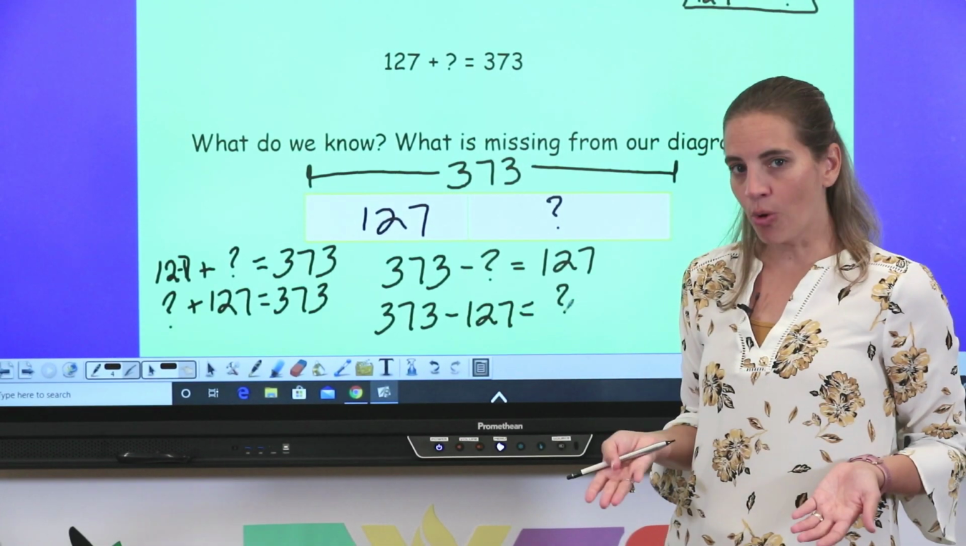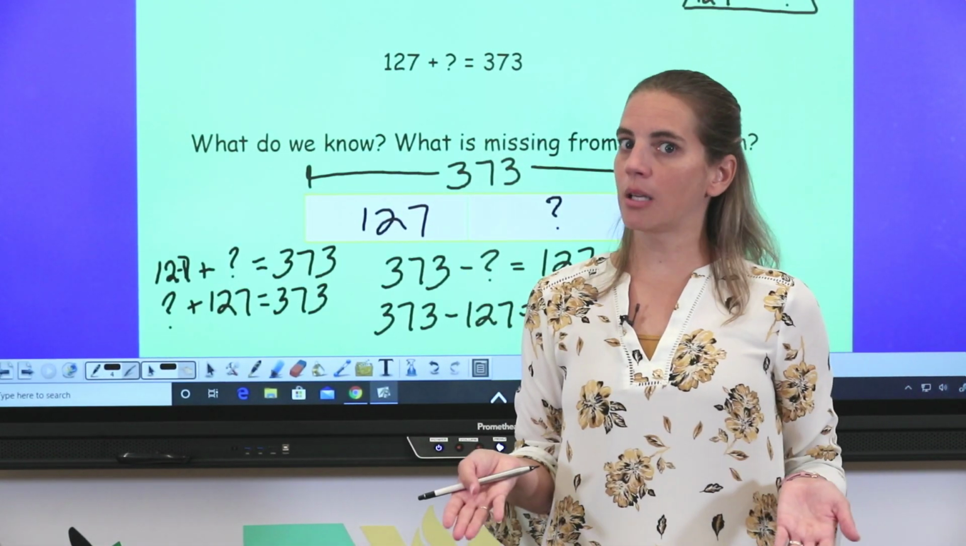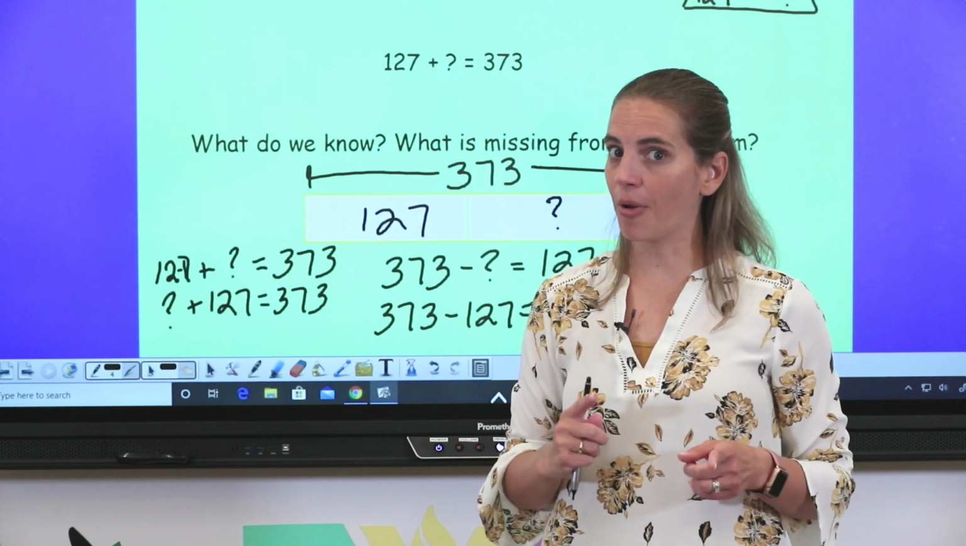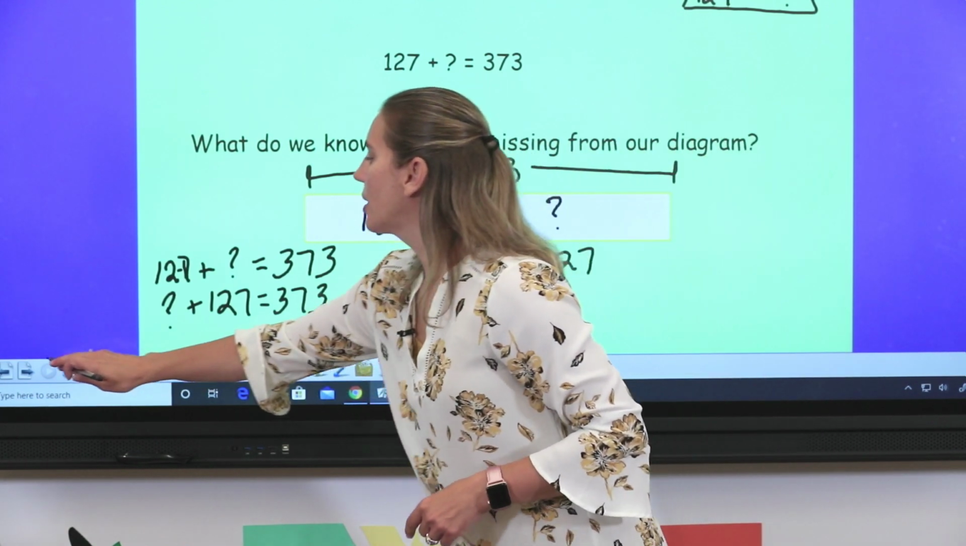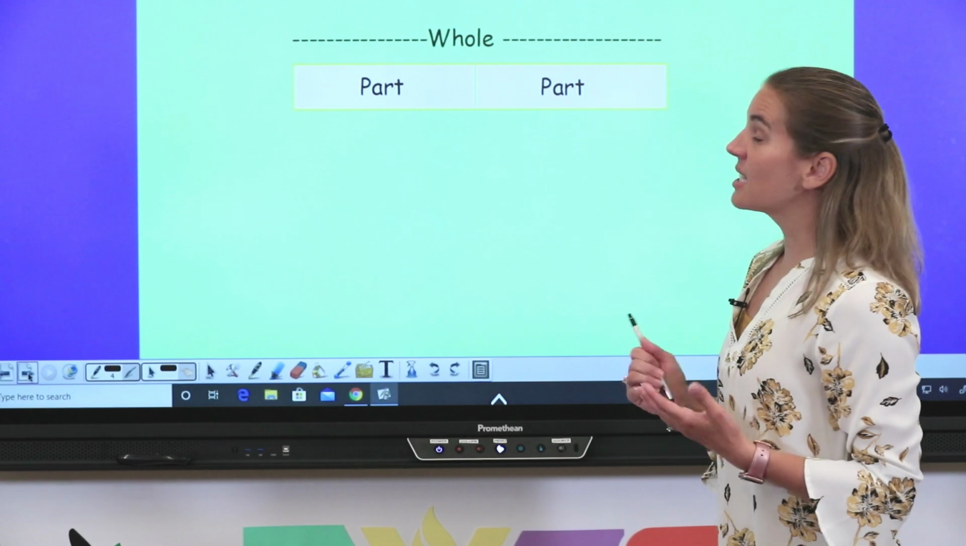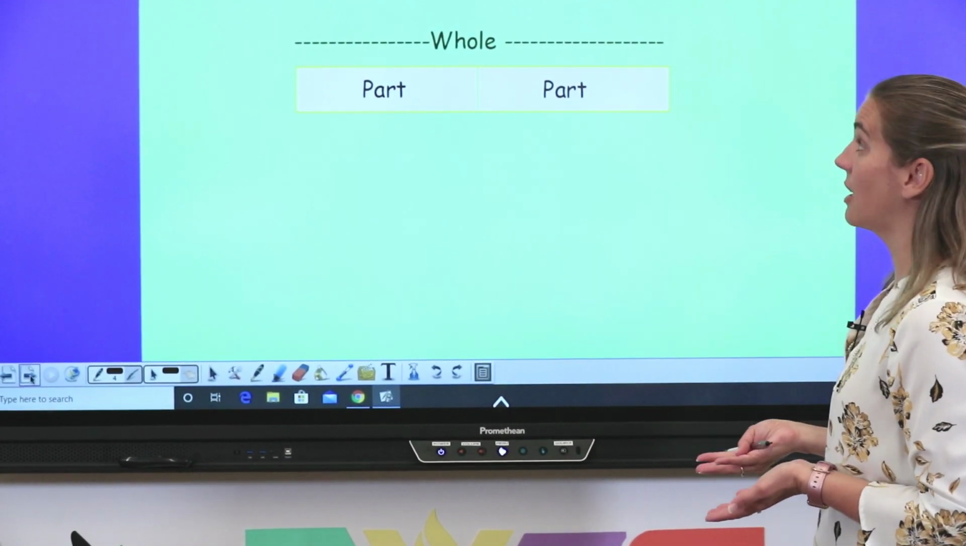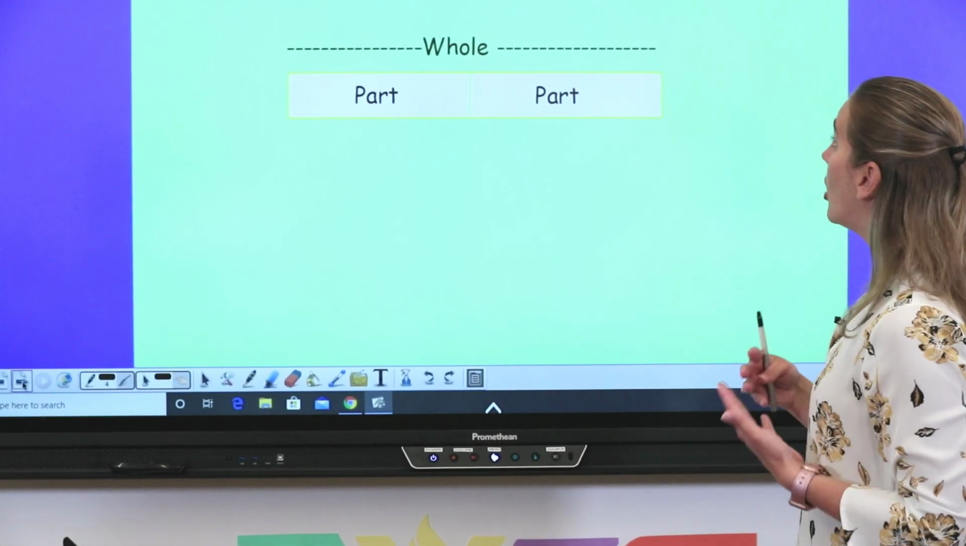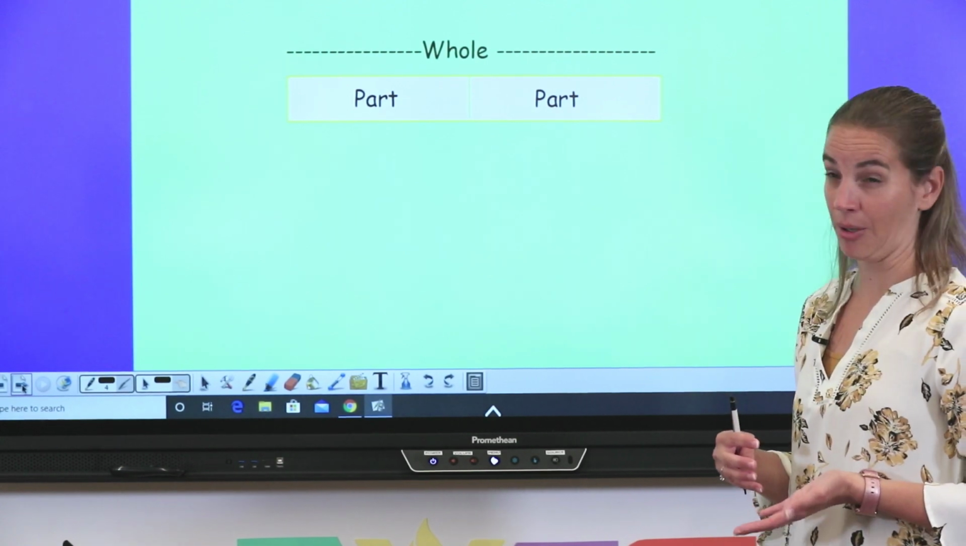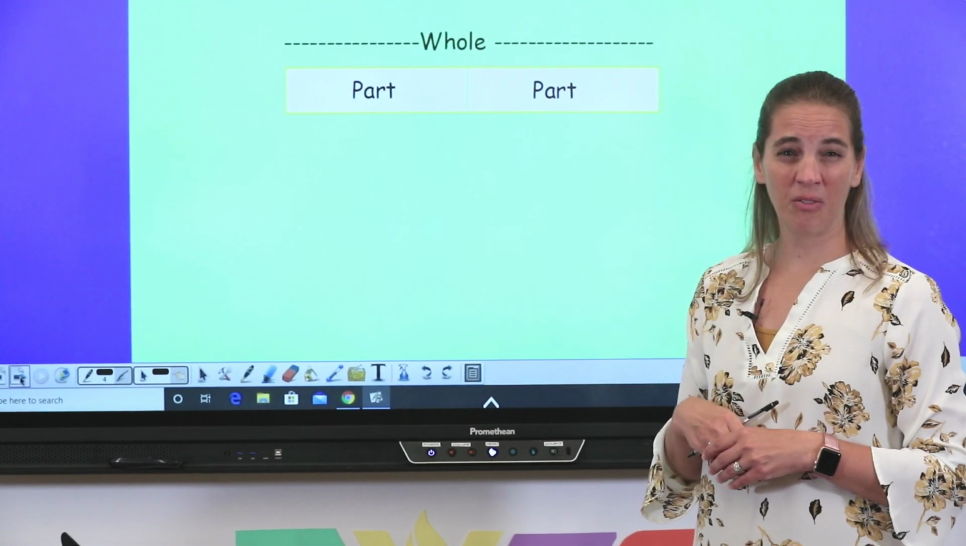So let's put this into a real world problem and see if we can make it work. Remember, this is tough, but if you hang with me, we'll get it. Okay, let's look. It says a pond has 357 rosy red minnows and 162 white cloud minnows. Well, how many minnows live in the pond?